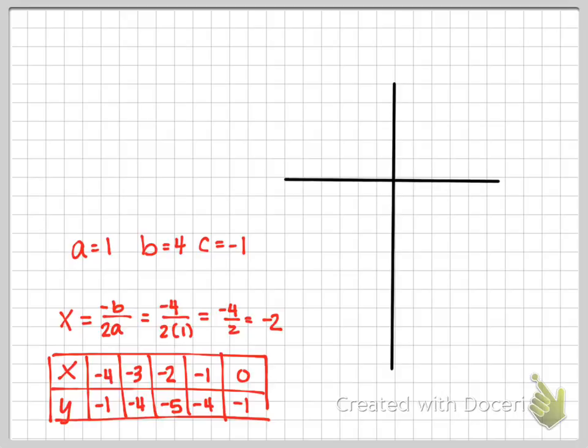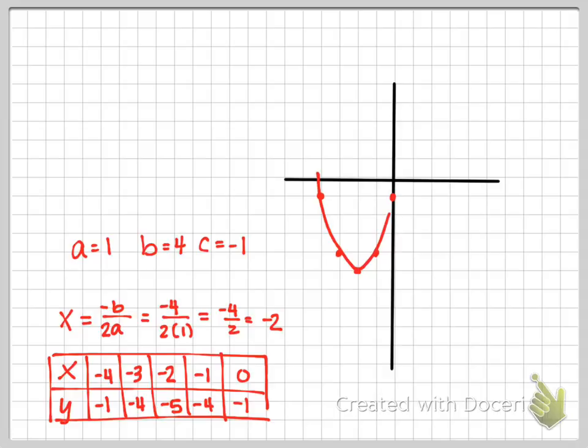So my first point is at -4, -1. So I go over -4, down -1. Then -3, -4. Then -2, -5. -1, -4. And 0, -1.